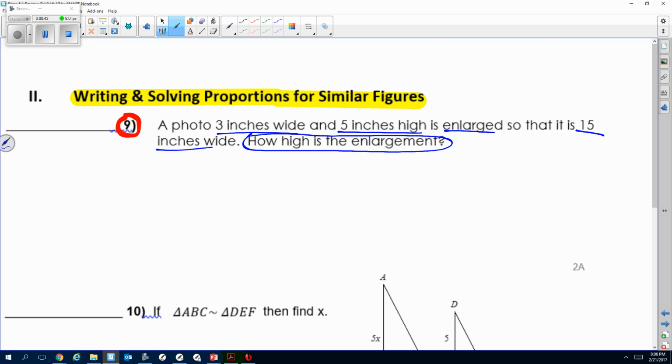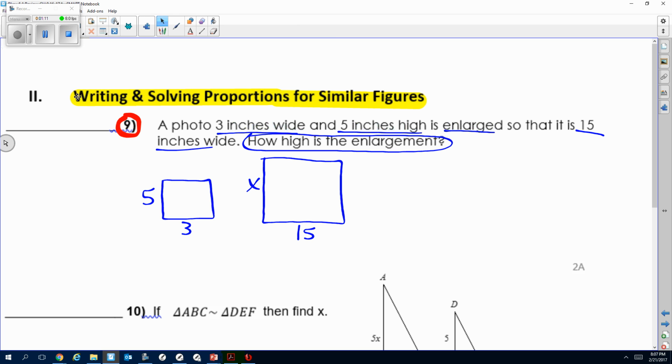All right. So if I have a photo, it's kind of like a rectangle, right? And it's getting enlarged, so it has to be getting bigger. We know it's 3 inches wide and 5 inches high, so I would say 5 and 3 here. And then enlarged so that it's 15 inches wide, so this is my 15. You're trying to figure out how high the enlargement is. So draw your pictures.